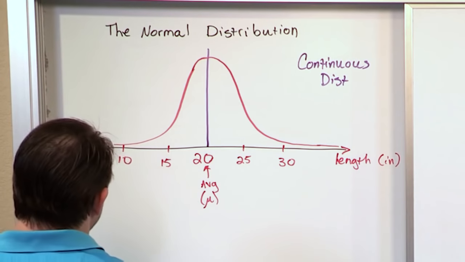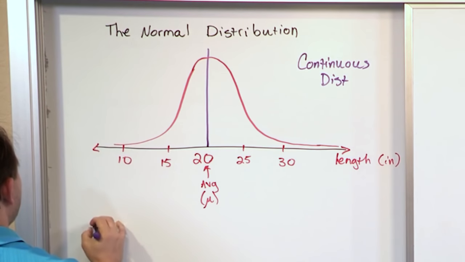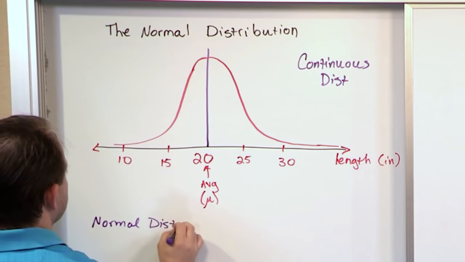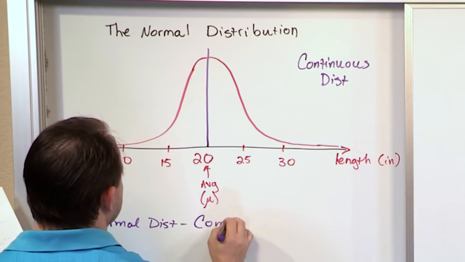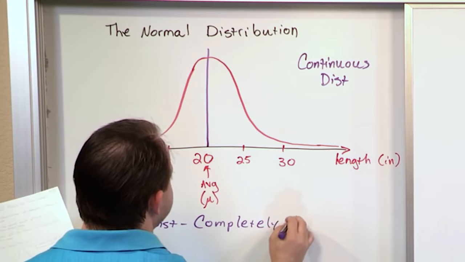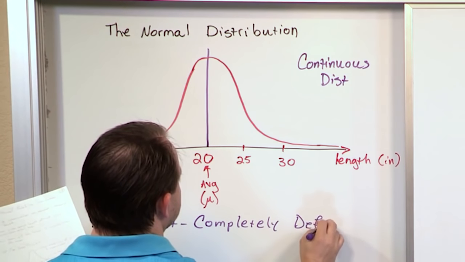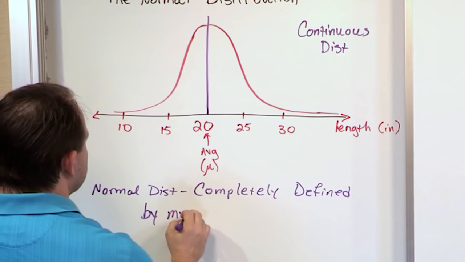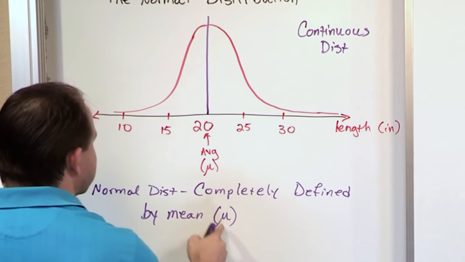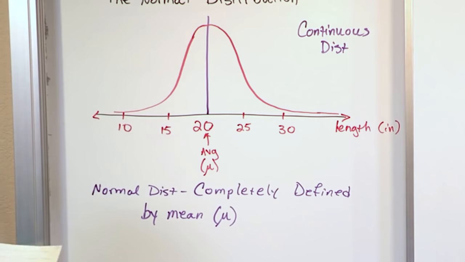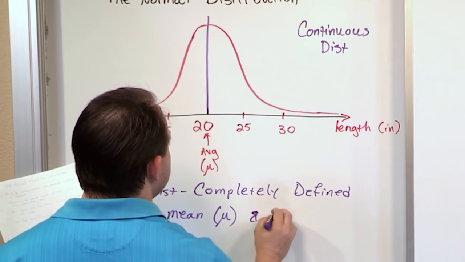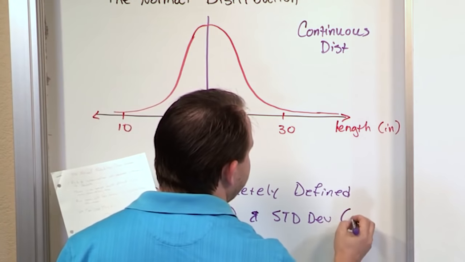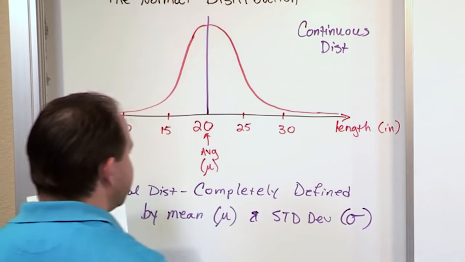So I'm going to write that down here. The normal distribution is completely defined by the mean, which if you remember from volume one, we talked a lot about the mean, that would be the average length of these watermelons, and the standard deviation of the length of these watermelons. We represent that as lowercase sigma like that.